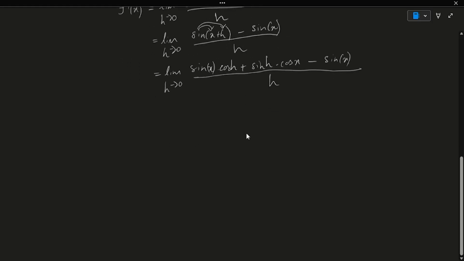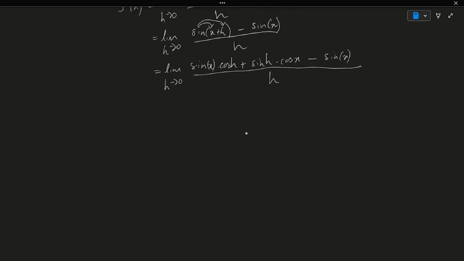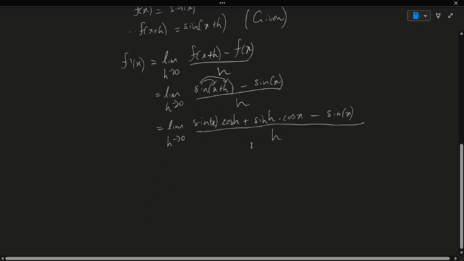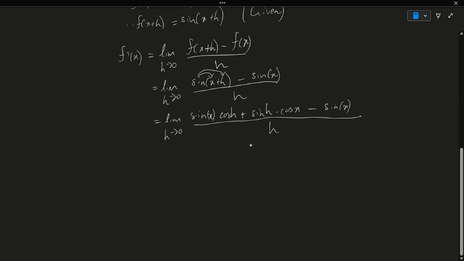Right, so now if you remember, look at this. We have sine theta divided by theta equal to 1, cos theta minus 1 divided by theta equal to 0. So I want us to try and do some algebra, that is, try to group the terms that have factors that are common, right?